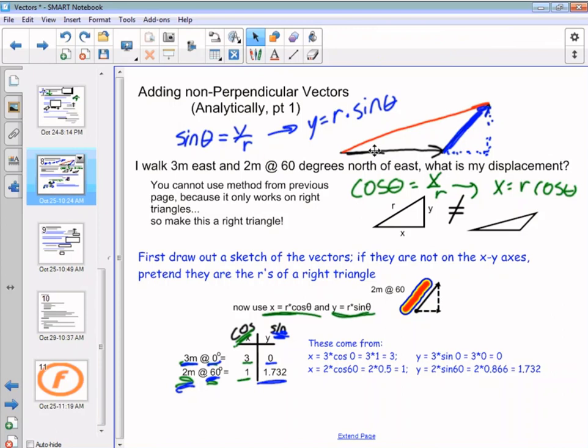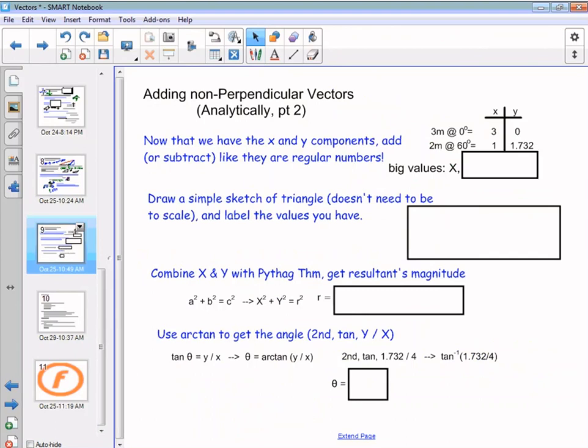So what we just did was break the vectors down into their little bitty pieces. The fancy way of saying pieces is components. Why would we do that? Well, now I've got all these little x's, and I've got all these little y's. If I add up all the little x's, what am I going to get? Let's go ahead and do that. Yes, I get 4, which is my big X. It's going to be on the x-axis. If I add up all my little y's, what am I going to get? 1.732, and that's on the y-axis. What do you think I'm going to be able to do with that? I'm going to be able to combine those using the Pythagorean theorem, which I just did right there.